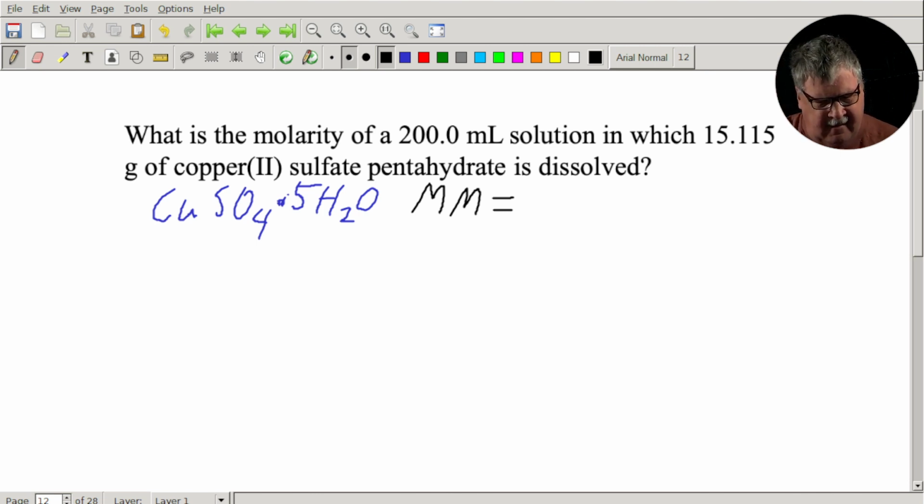Sounds good. Yes. 249.67 grams per mole.